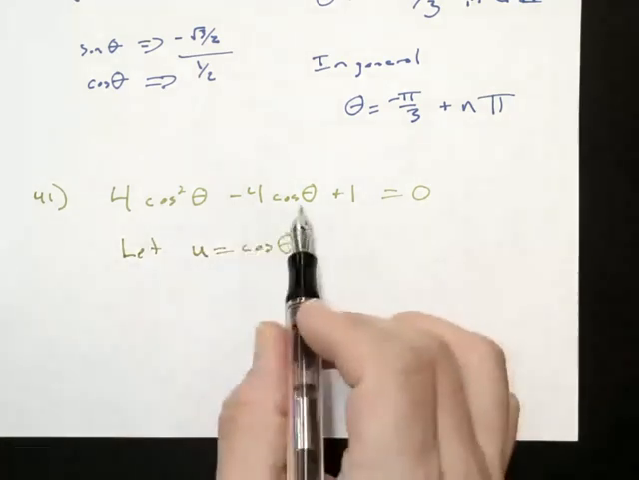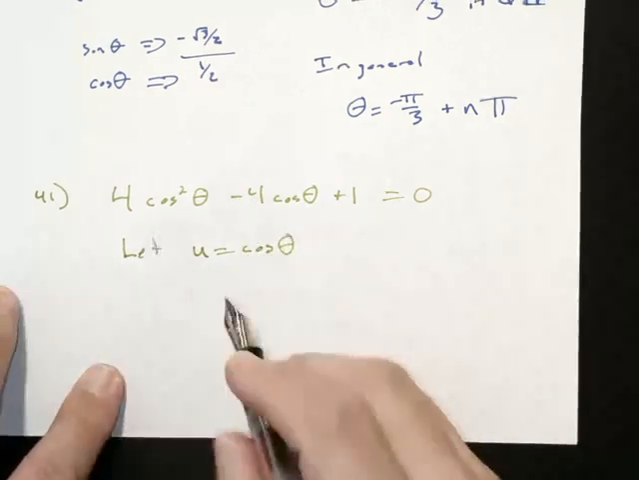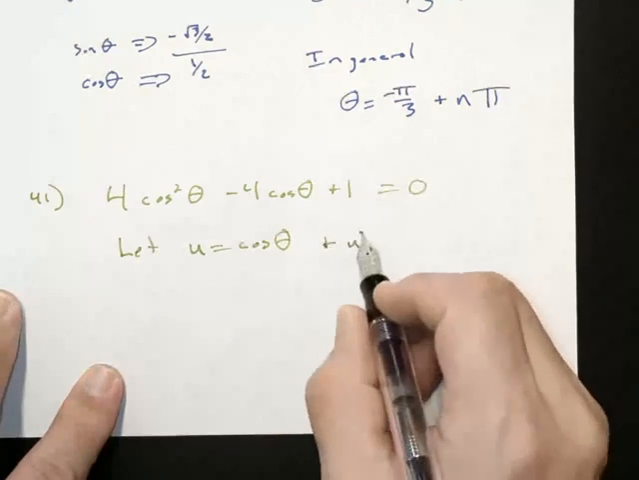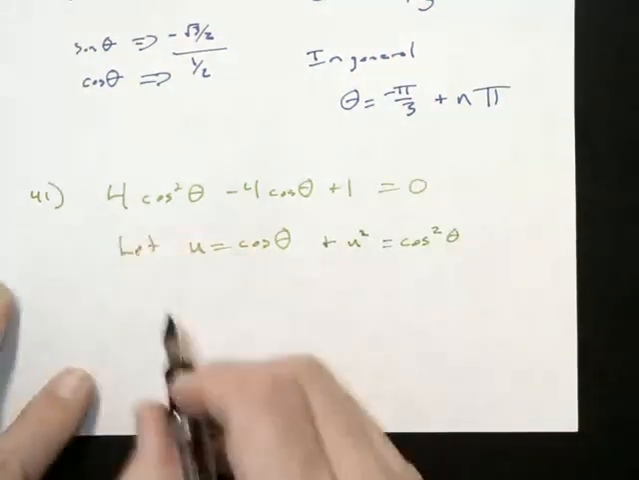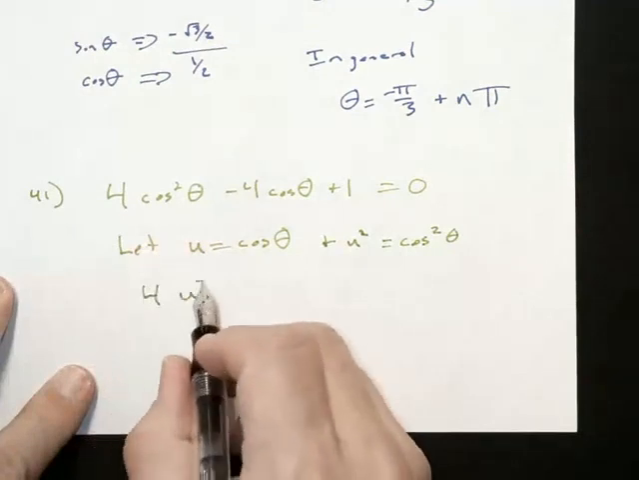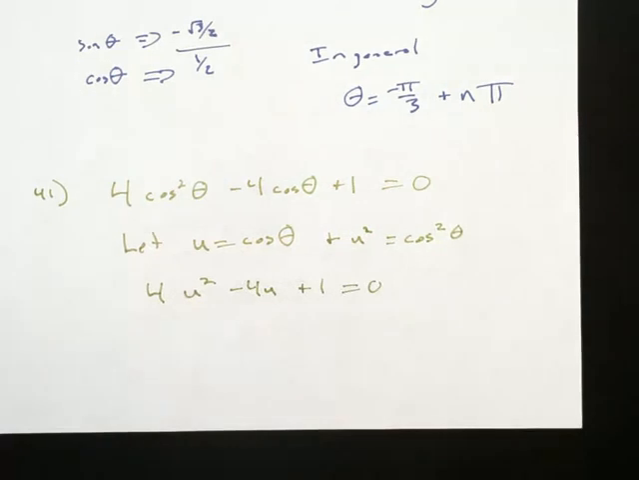If, instead of writing 4 cosine theta, I write 4u, well, then I could replace the cosine squared with a u squared, which makes this equation 4u squared minus 4u plus 1. And that's a regular, ordinary quadratic equation. And I know how to solve those. I've known how to solve those since last semester in algebra, if not longer.